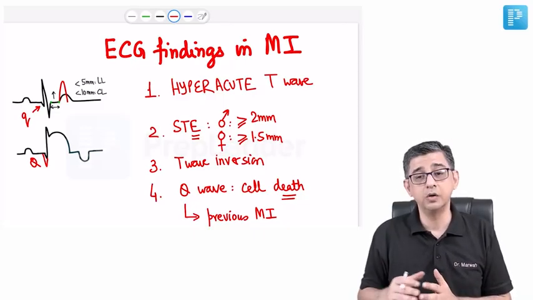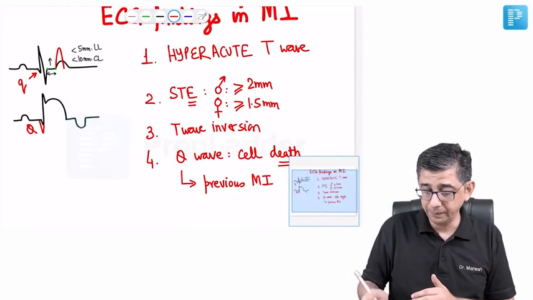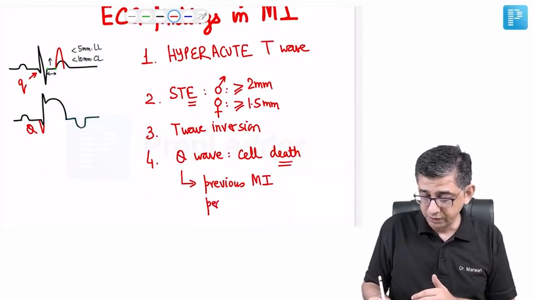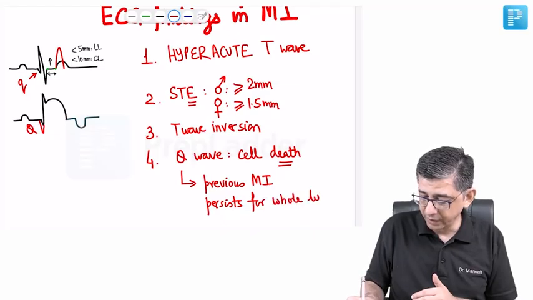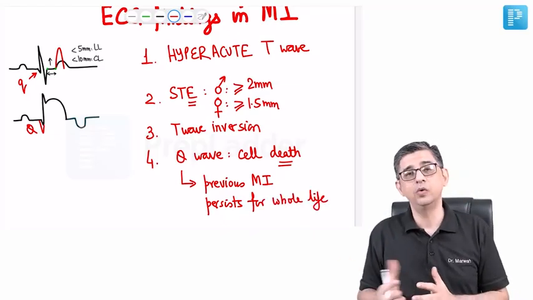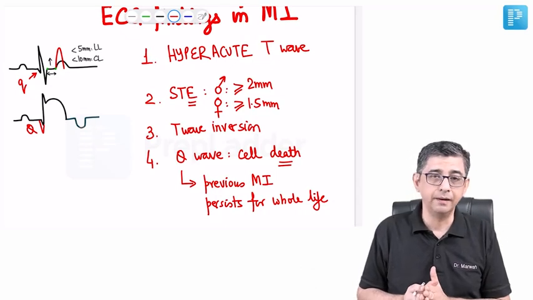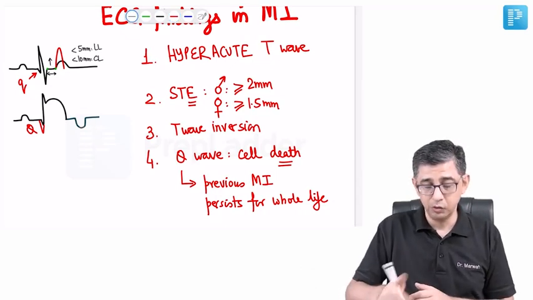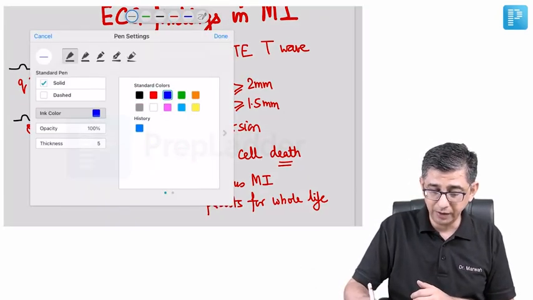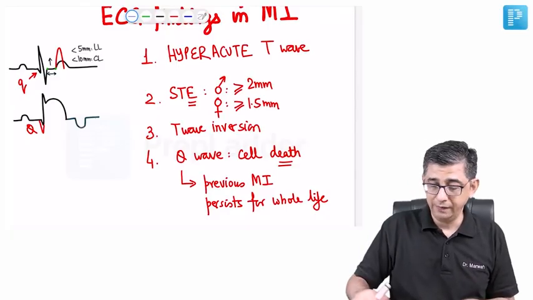So this finding is going to persist. That's another way the question was asked: which ECG finding persists for the whole life of the patient? Then it's going to be deep Q wave, and as you can understand, they love to correlate this with the pathology.